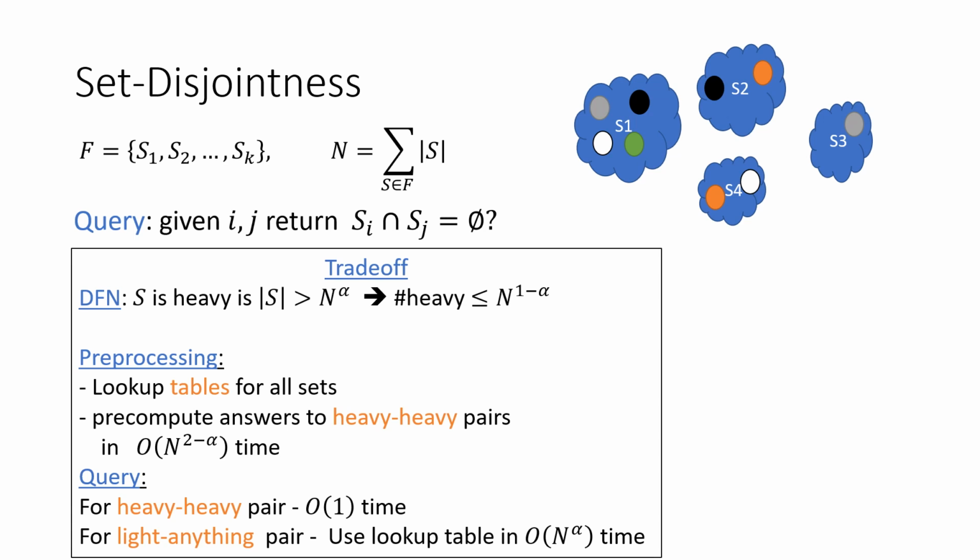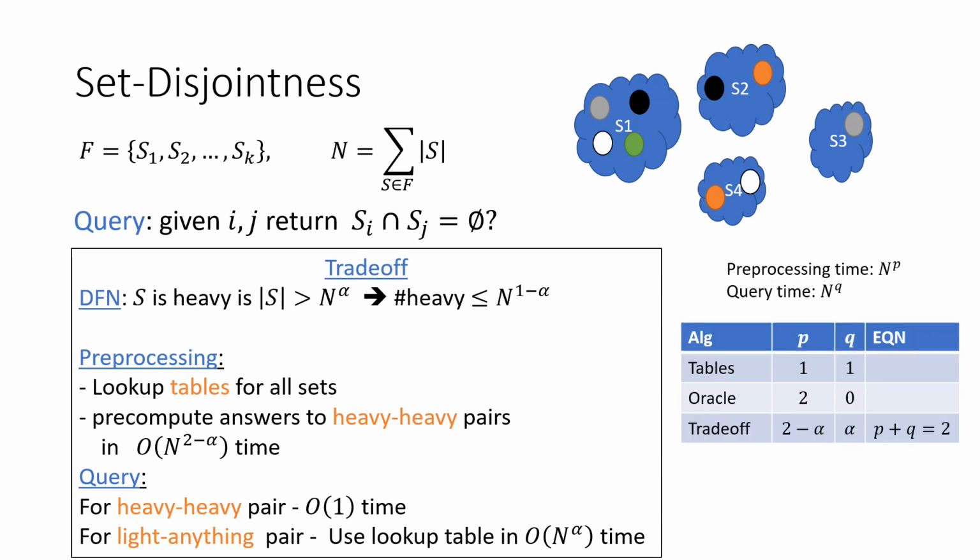Since each light set has at most N to the alpha elements, the total query time is of order N to the alpha. So now if we update our table here to the right, the trade-off algorithm has p equals 2 minus alpha and q equals alpha for any choice of alpha between 0 and 1. And so the trade-off curve is the line of p plus q equals 2.